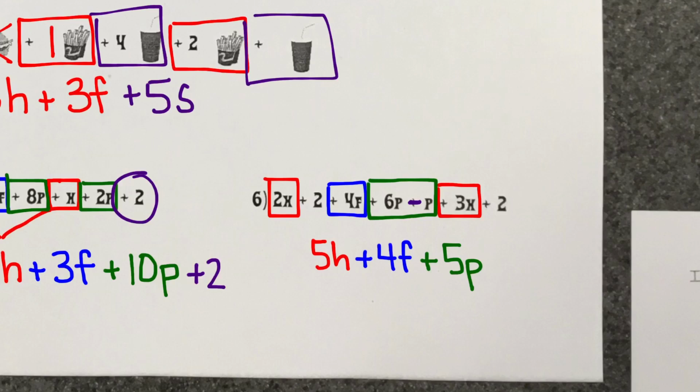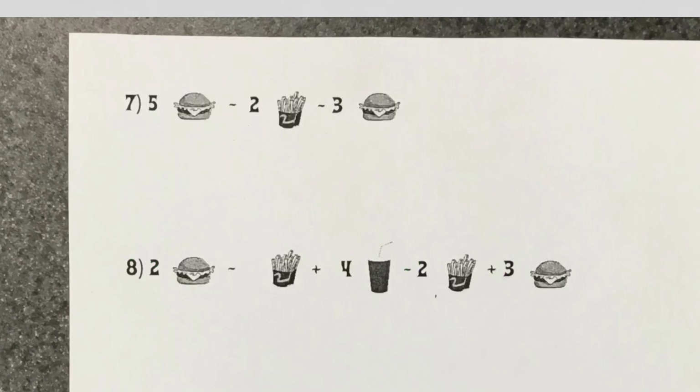Right, and then what do I have left? A positive 2 and a positive 2. So what's 2 plus 2? 4. That would be your expression. All right, here's with our negatives. Now, all we have to do is just be careful that we keep our operations in front of the number. So let's get our red out first. We're going to do our hamburgers first.